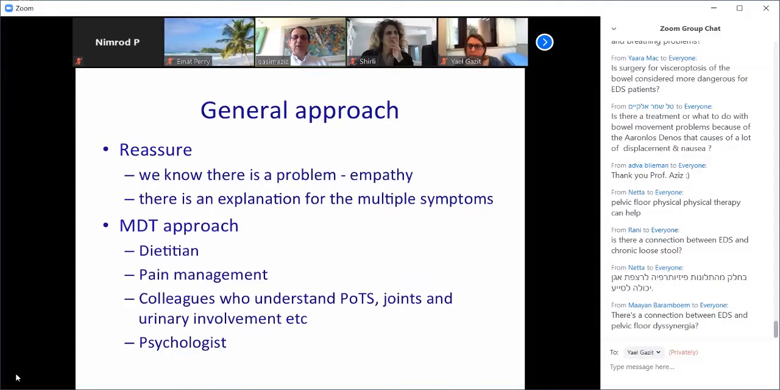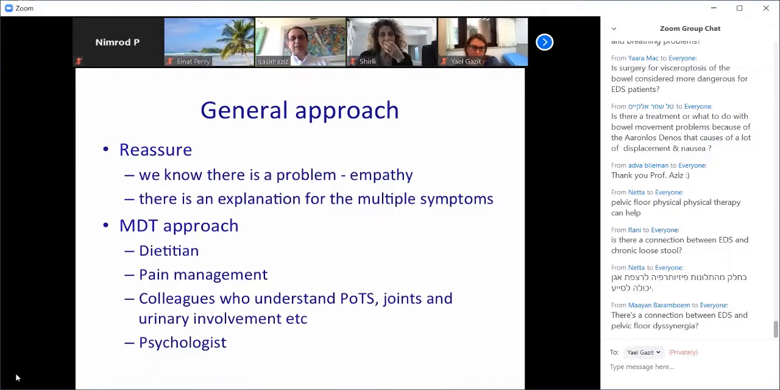We need to have a dietitian in our team. We have to have a pain management consultant in our team. And also access to colleagues who understand POTS, who understand problems with joints, who understand the urinary tract involvement as well, so that you can refer them when you screen them for all of these problems and you see that they have a lot of these problems. You can refer them to the people who will also understand what the problem is.